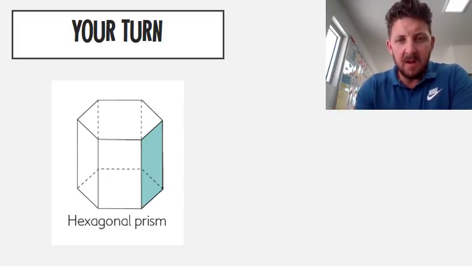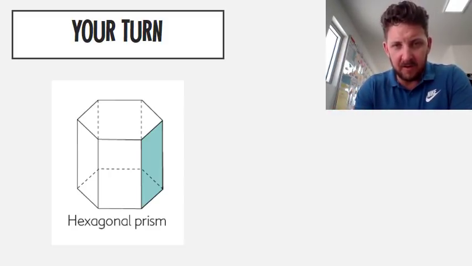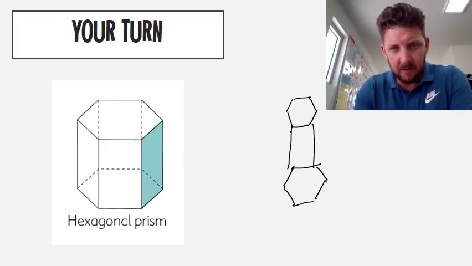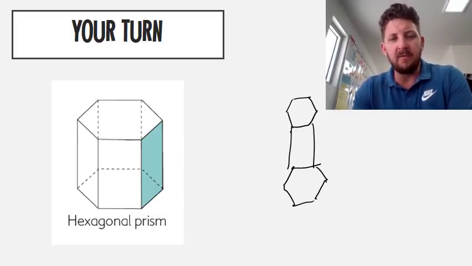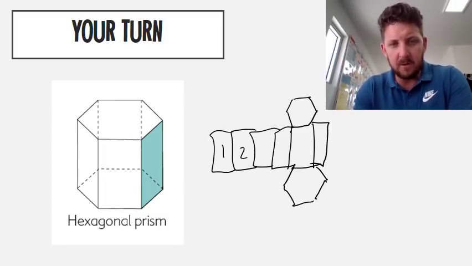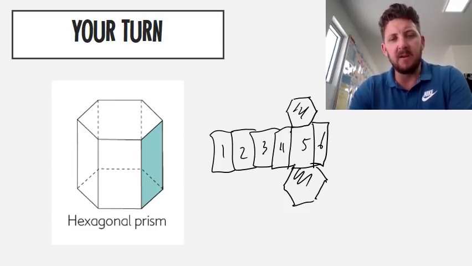Right, let's see how you went. The first thing that I'm going to do here is draw in my hexagon. Remember, if you're doing this at home, use a ruler. Then I know that I have to draw 6 different rectangles. So 1, 2, 3, 4, 5, 6 rectangles and my 2 hexagonal bases.